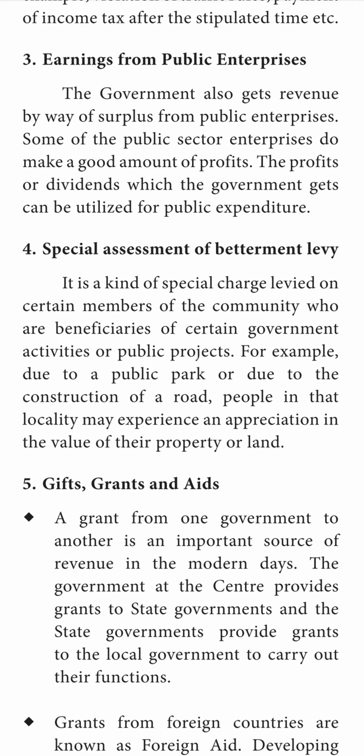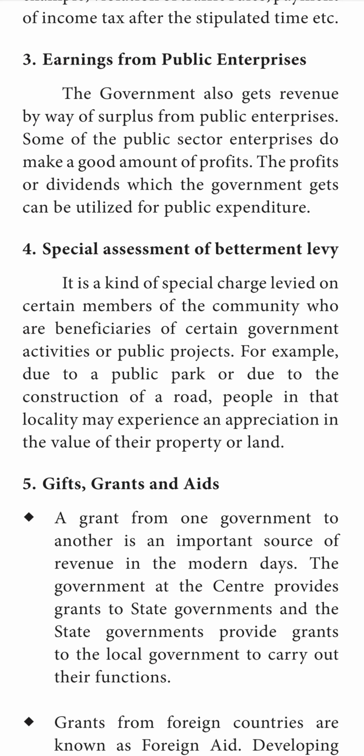Okay. Gifts, grants and aids. A grant from one government to another is an important source of revenue in modern days. The government at the center provides grants to state governments. State governments are getting the grants. I already told this. Whenever the state government is in need, the central government provides grants to the state government. When the local government is in need, the state government provides grants to the local government.